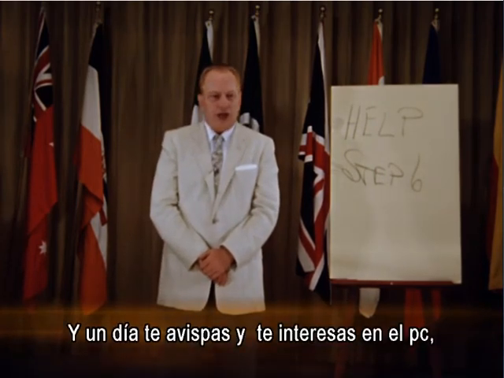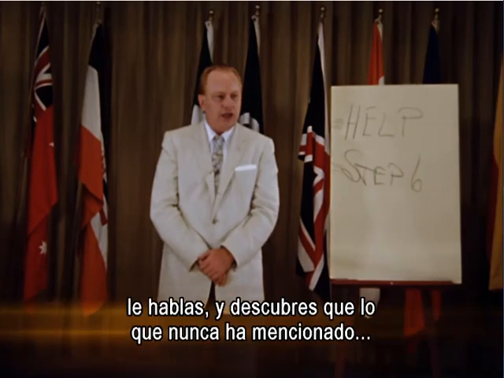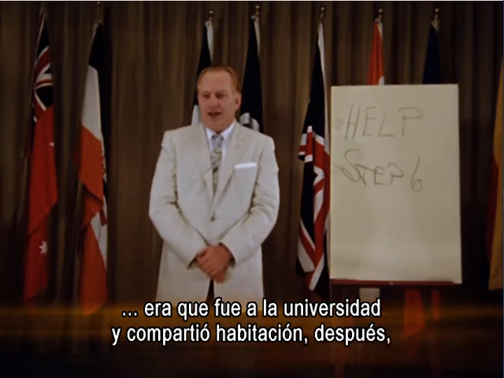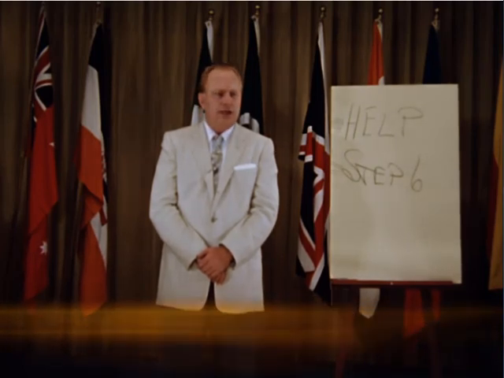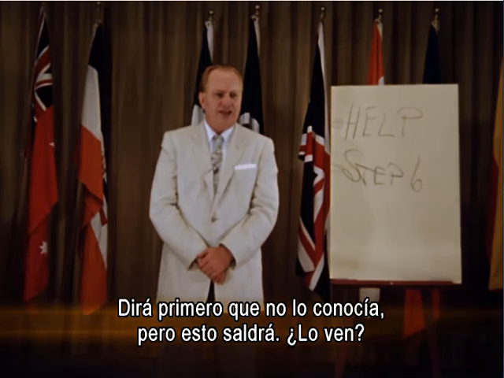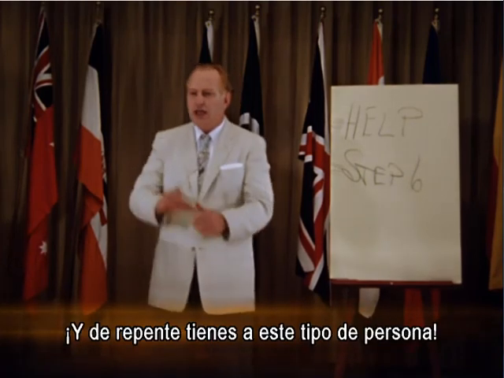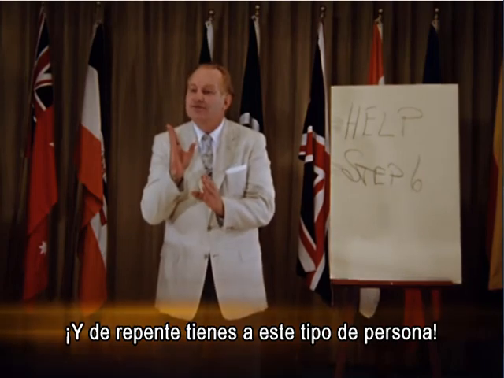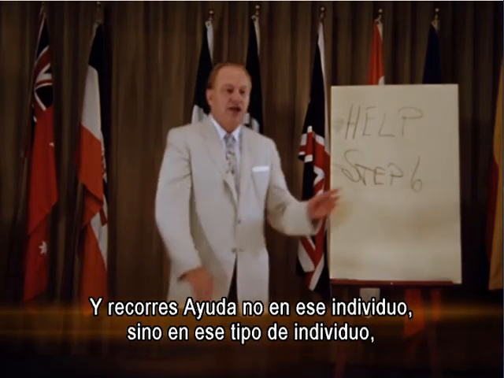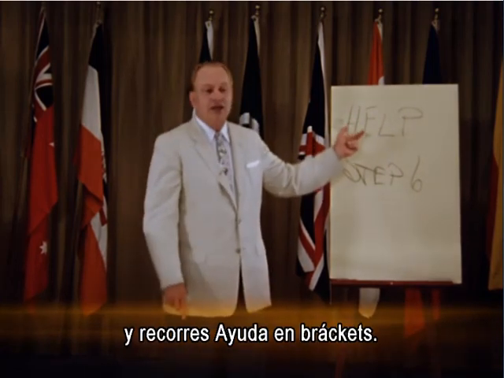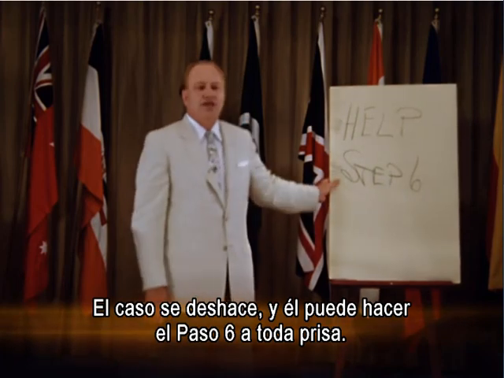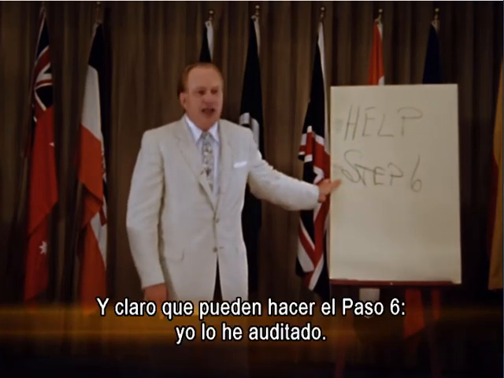And one day, you get smart, and you start to get interested in the pre-clear, and you talk to him a little bit, and find out the one thing he has never mentioned was that he went to the university and roomed with, afterwards, a fellow who was a police officer who killed his wife and who was executed. He'll tell you at first that he didn't even know the guy, but this will dawn. Get the idea? You suddenly get this type of person. You run that type of person on help. Not that individual, but that type of individual, and you run help on it, in brackets, case falls apart, and he can do step six like a startled gazelle. And they really can do step six.